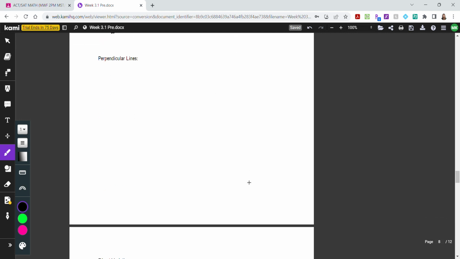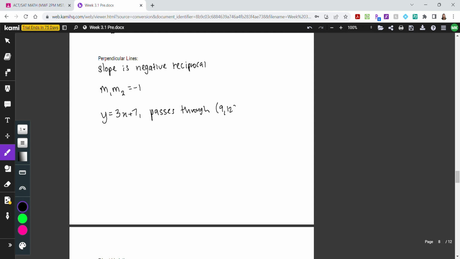All right. Now with a perpendicular line, it means our slope is a negative reciprocal. We can use this formula to find it, which is m1 times m2 equals negative 1. Say we're given the same equation again, y equals 3x plus 7, and it passes through 9, 12. So find the equation of the line that is perpendicular to y equals 3x plus 7 and passes through the point 9, 12.